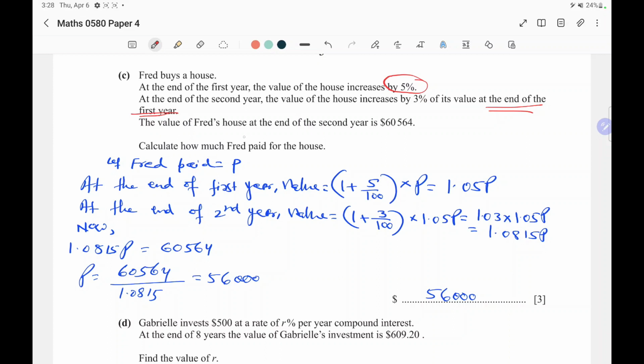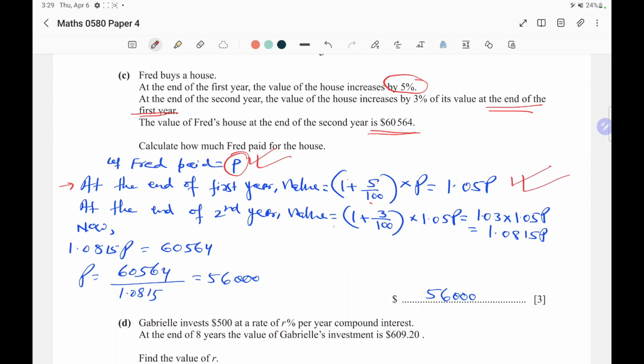The value of Fred's house at the end of second year is this. Calculate how much Fred paid for the house. So let Fred paid for the house, that's P. And at the end of the first year, value is, see, 5% it has been increased. So 1 plus 5 over 100 and times initial amount, right? P. So that is 1.05P.